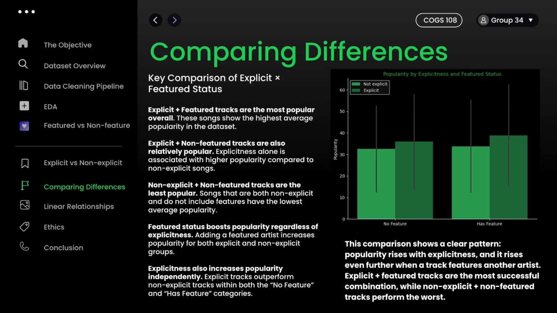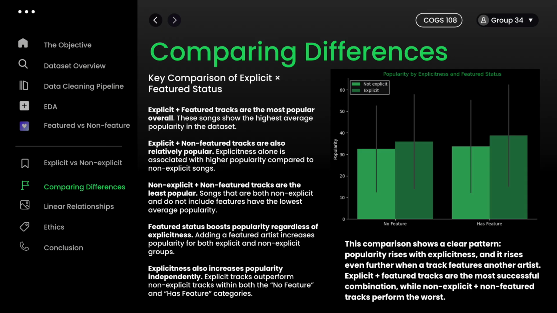So here we have a key comparison of explicit and featured status. We see from the bar chart on the right that explicit and featured tracks are the most popular overall, while non-explicit and non-featured tracks are the least popular overall. This comparison shows a clear pattern: both featured status and explicitness increase the popularity of a track.